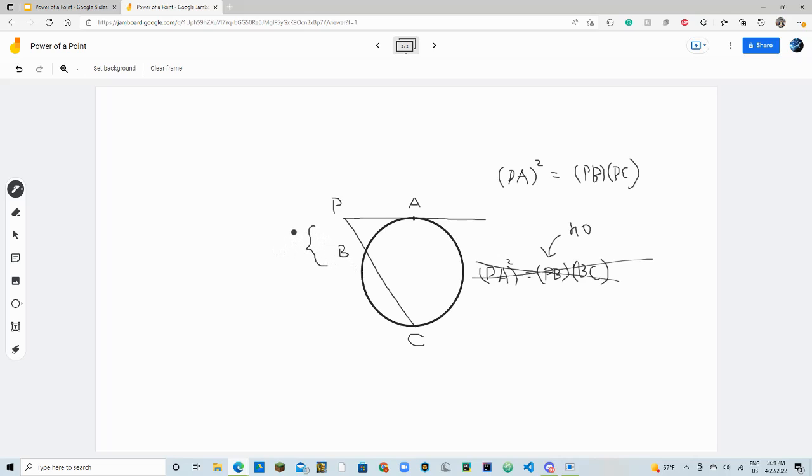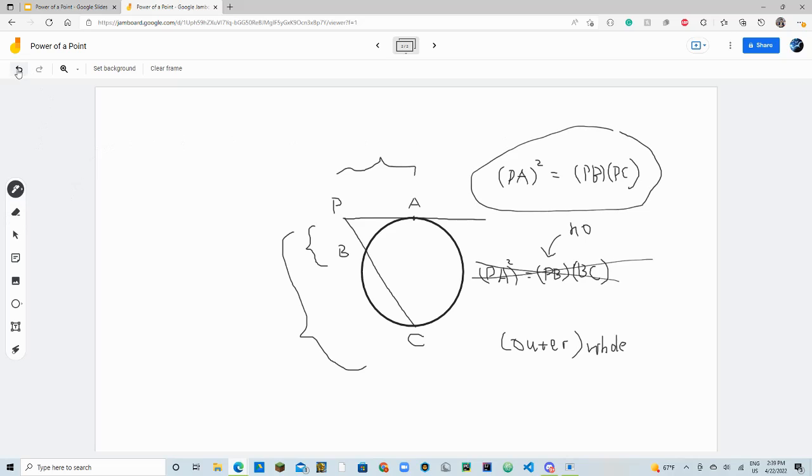Here's a way to remember: outer part multiplied by the whole part. So just outer times whole. And for PA, this is really simple. It's just the part between the point and the intersection, squared. So that's simpler. And this is our tangent secant theorem, the first of our three power of a point theorems.